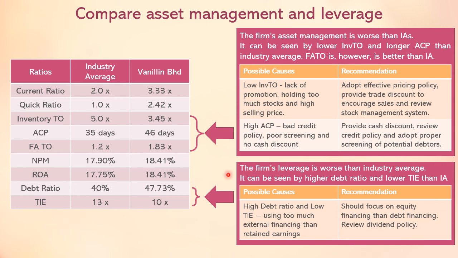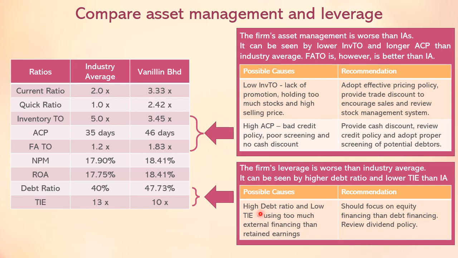For the leverage, you need to look at the debt ratio and the time interest earned. So you can see high debt ratio and lower time interest earned. It's worse than industry average, but not that worse because you still have 10 times of your profit to pay for your interest. Not that worse. It's just that when you compare with industry average, the industry average is doing much better than you.